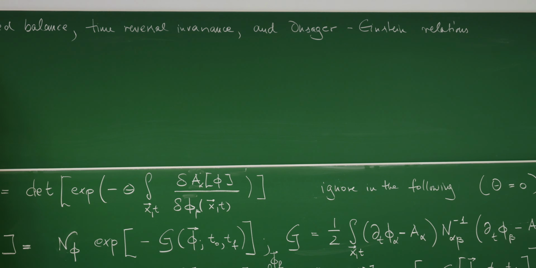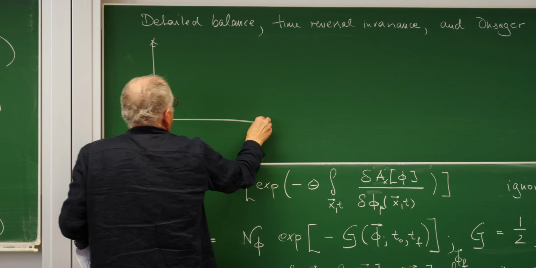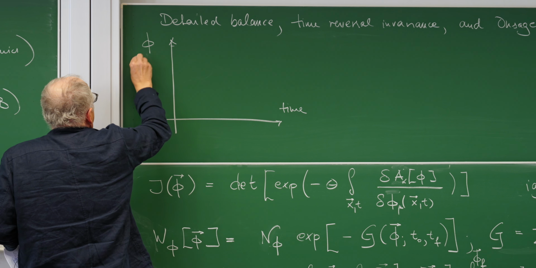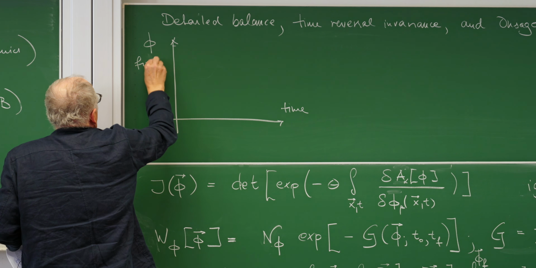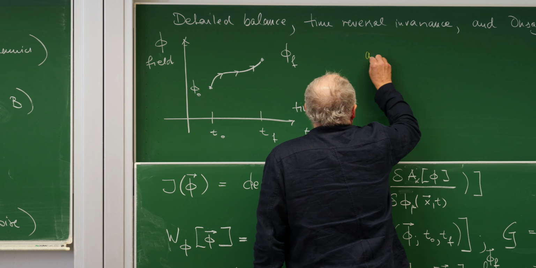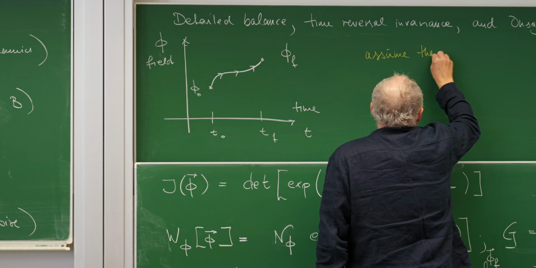So let me draw again a picture that makes this very clear. We have here again time, and here our field variables. We have some initial time and some final time, and we may have some trajectory that brings us from the initial time to the final time forward in time. Now we are in equilibrium, that's what I'm assuming. So assume a thermal equilibrium situation, meaning I have time reversibility. Forward and backward paths are equally likely.